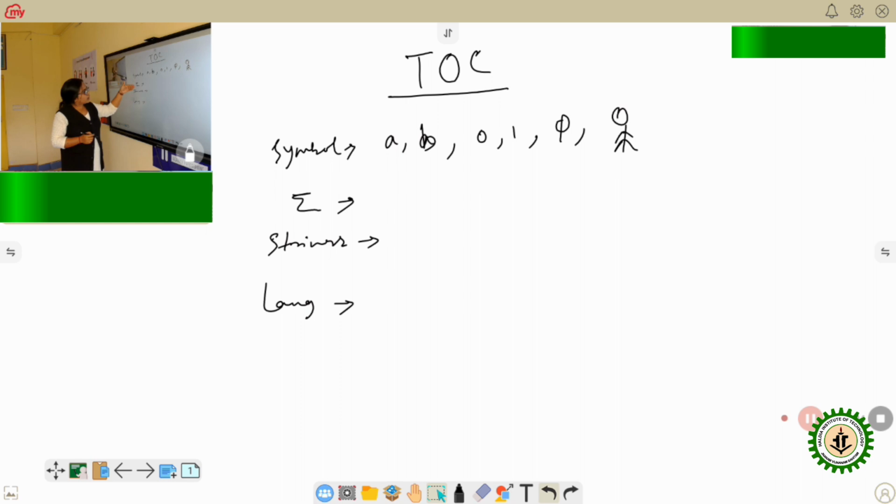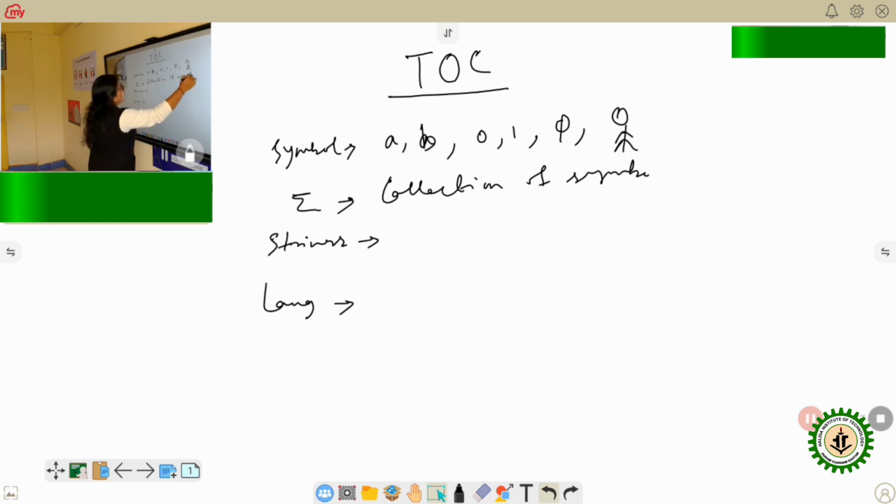After that, there comes alphabet set. This alphabet set can be represented by sigma. Alphabet set is a collection of symbols. And we can write it like that. Suppose the collection of symbols is A comma B. This is the alphabet set. It can be 0, 1, 2. This is another alphabet set.